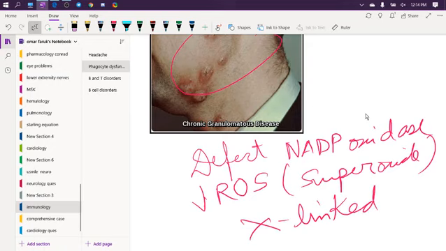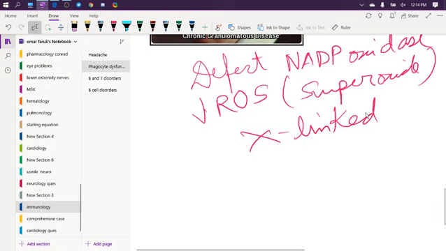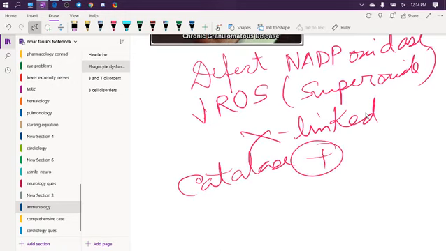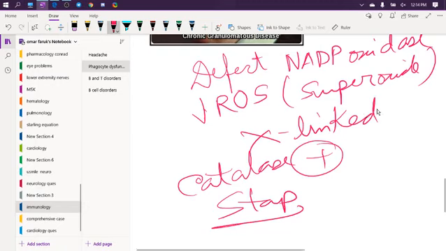Another thing you have to remember: in here infection happens via catalase positive organisms. Do you remember the catalase positive organisms? Catalase positive organisms are Staph aureus, Staph epidermidis, Staph saprophyticus. These are all catalase positive organisms.